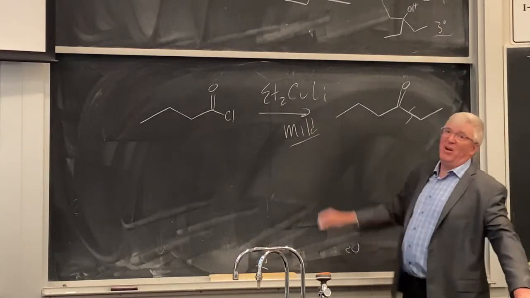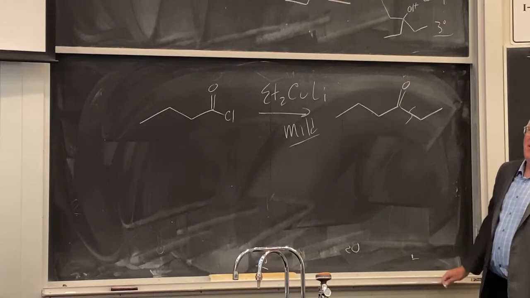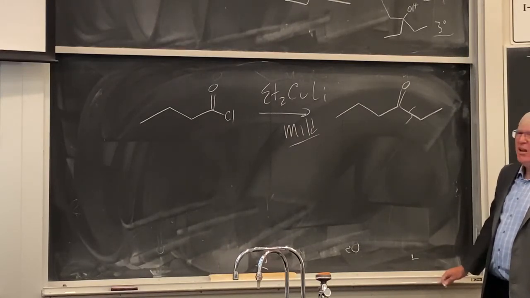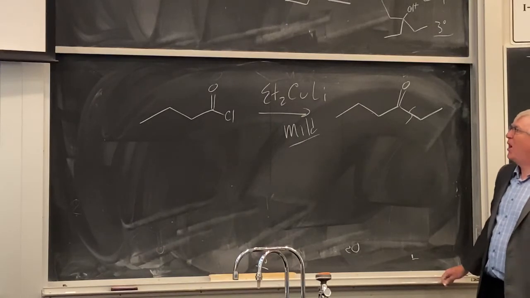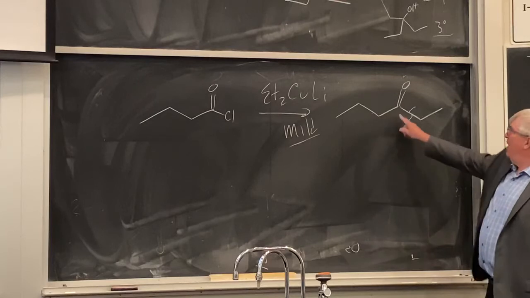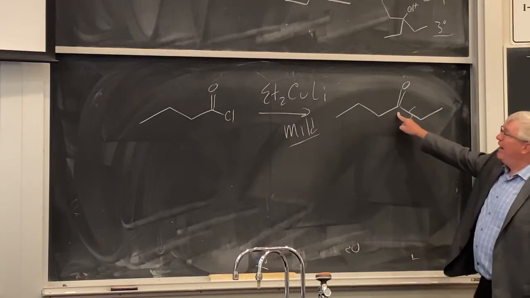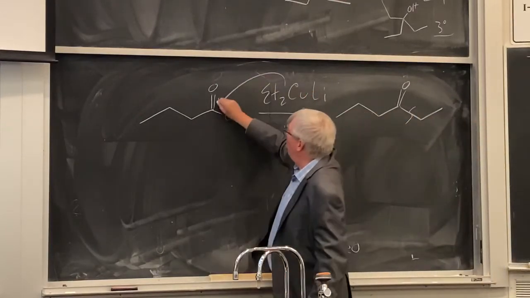Where's copper in the periodic table? I think you can remember that. It's at the end of the transition metal series. It's in the middle of the periodic table. It's not as electropositive. Copper reagents are not as reactive. So it's not reactive enough to add in here. It's only reactive enough to add once.